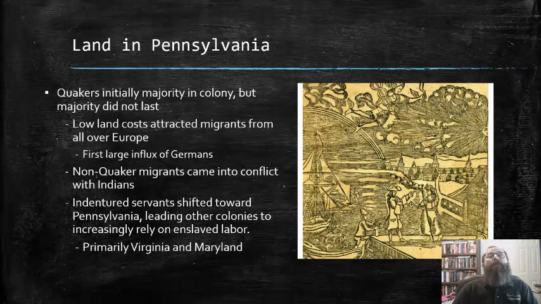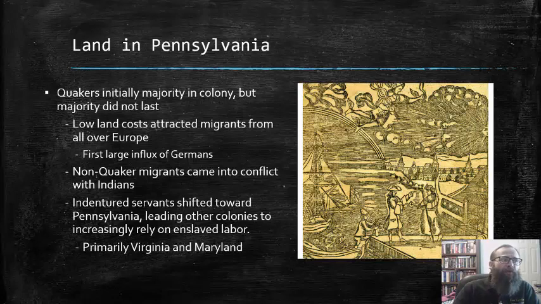Initially in Pennsylvania, Penn's Quakers were a majority in the colony, especially because Quakers were not very welcome in most other colonies at the time. But this majority did not last. The low cost of land that Penn put into place in the Pennsylvania colony attracted migrants from all over Europe, particularly in those early years, Germans, and this was the first large influx of Germans into North America, a pattern that would repeat itself moving forward.